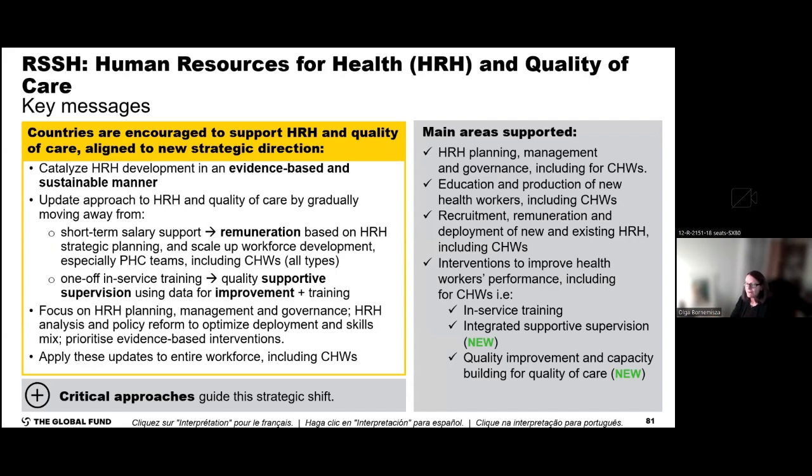We would like to gradually move away from short-term salary support that is a little bit unlinked from any HRH plans, to make sure that the remuneration is really based on good HRH strategic planning and data analysis. And we also want to, in some countries, scale up workforce development, especially of primary healthcare teams, including community health workers who are part of the primary healthcare teams.